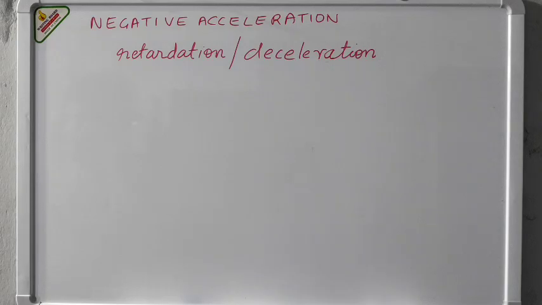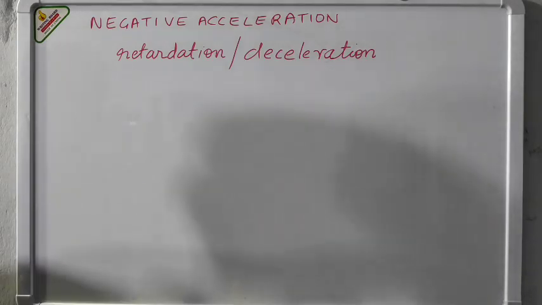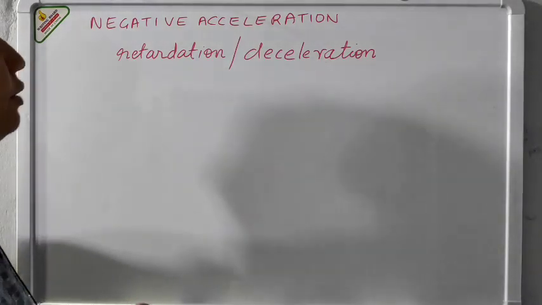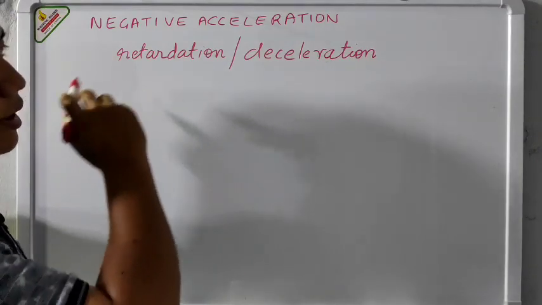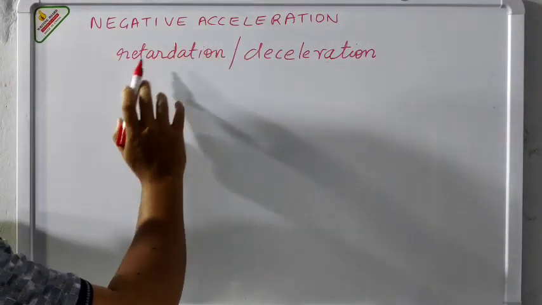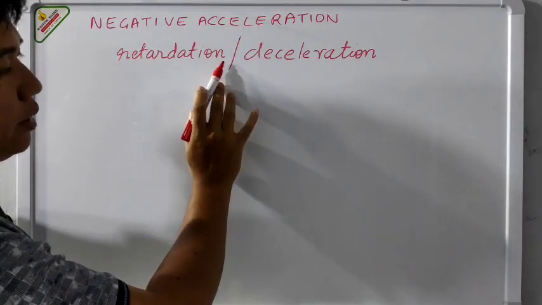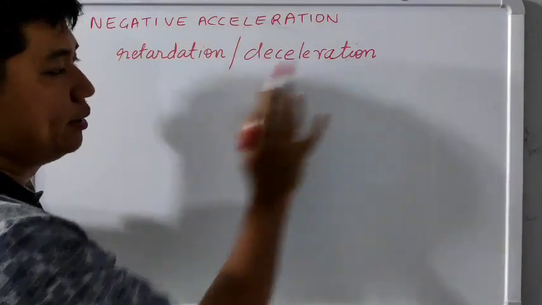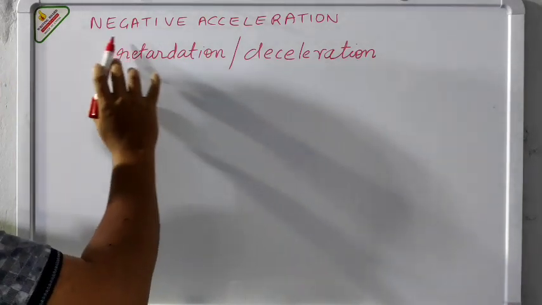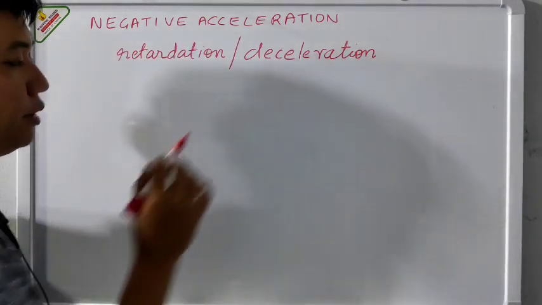Acceleration is not only an increase in velocity but also a decrease in velocity. Such an acceleration with a decrease in velocity is called negative acceleration or retardation. It is also called deceleration. So these three names are the same.